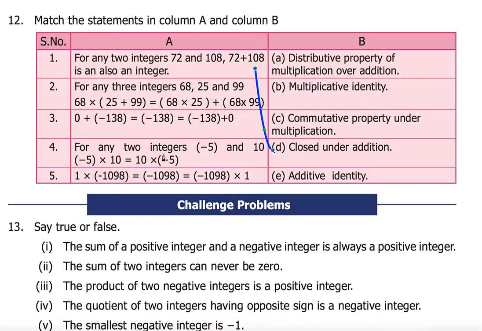Yes. Okay. For any integers 68, 25 and 99, 68 into 25, this is the distributive property of multiplication over addition. Okay. So like this, 0 plus 130, this is additive identity. 0 is an additive identity. For any two integers minus 5 and 10, minus 5 into 10 is 10 into minus 5. This is commutative property under multiplication. Okay, like this, and this is multiplicative identity. That is what we are left with, right?